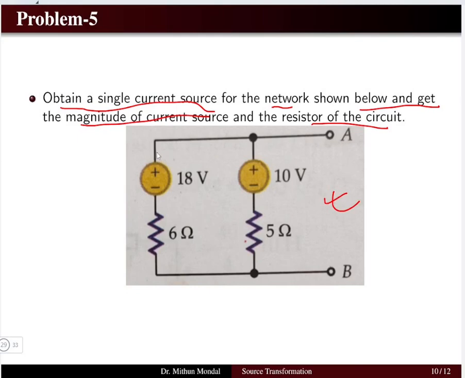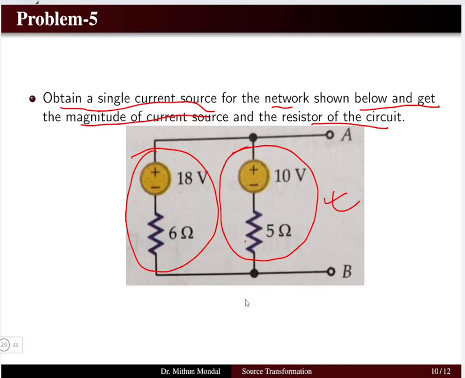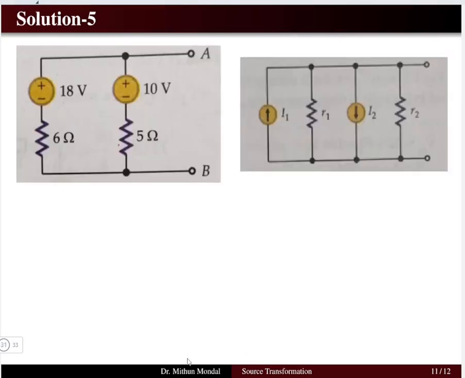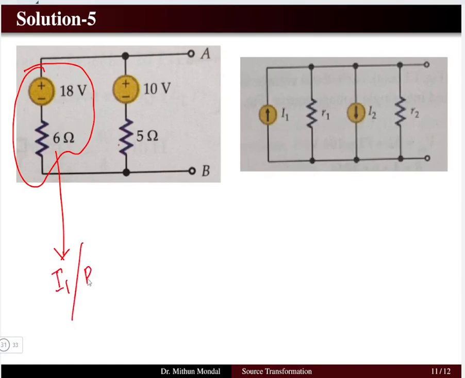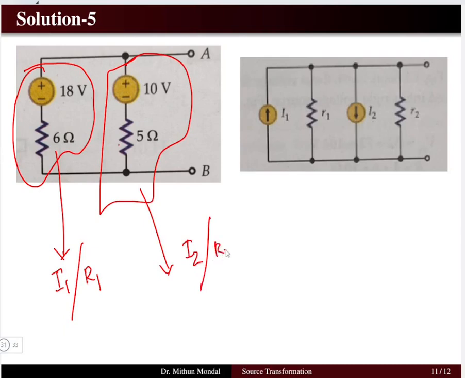You can observe that 18 volt and 6 ohms are in series, and 10 volt and 5 ohm are in series. You have to obtain a current source in parallel with a resistor to reduce this network into this format. Let us move to the solution. First we will take this part and reduce it into the format of I1, the current in parallel with the resistor R1. This other part I can reduce in the form of I2 in parallel with the resistor R2. So I have to find the magnitudes of I1, R1 and I2, R2.